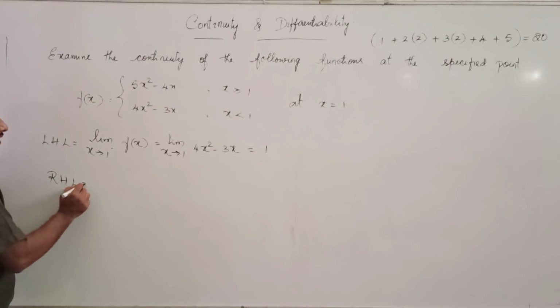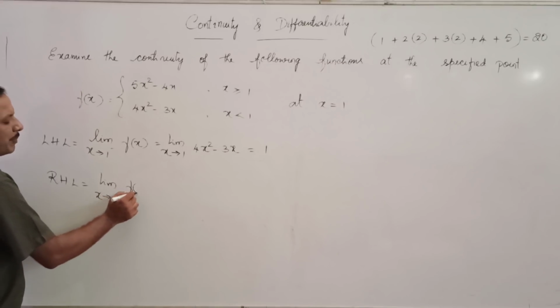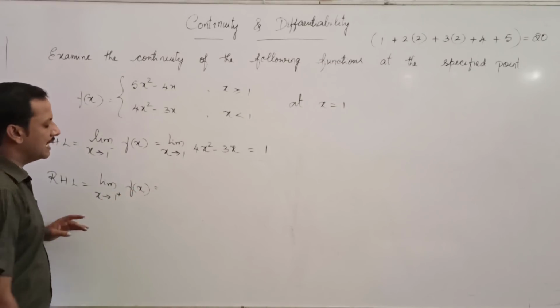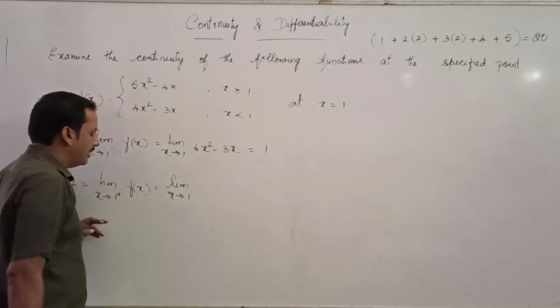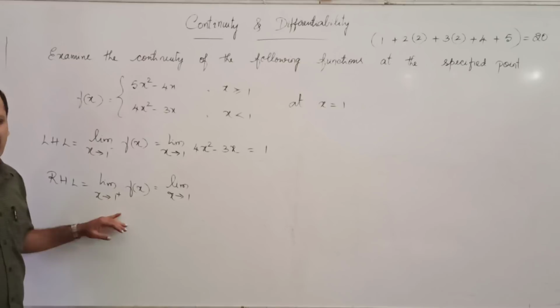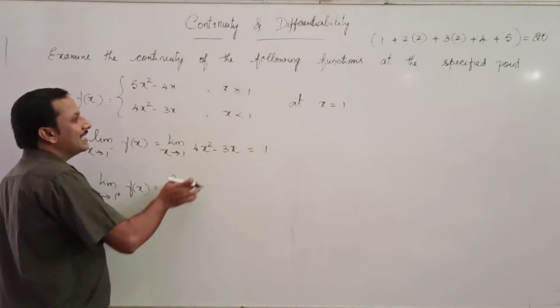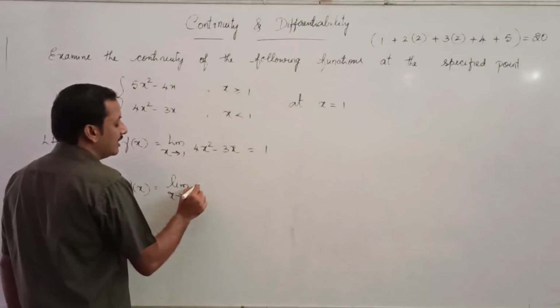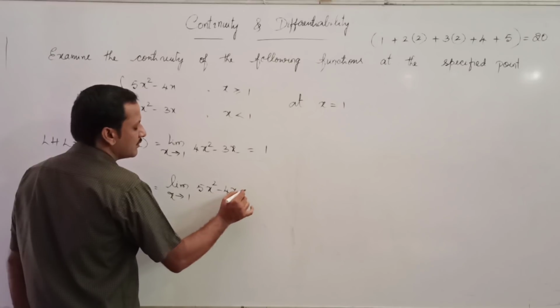Now the right hand limit is equal to the limit as x tends to 1 plus of f(x). x is approaching 1 from the right side, so there x is greater than 1. Whenever x is greater than 1, the function is defined as 5x² − 4x.